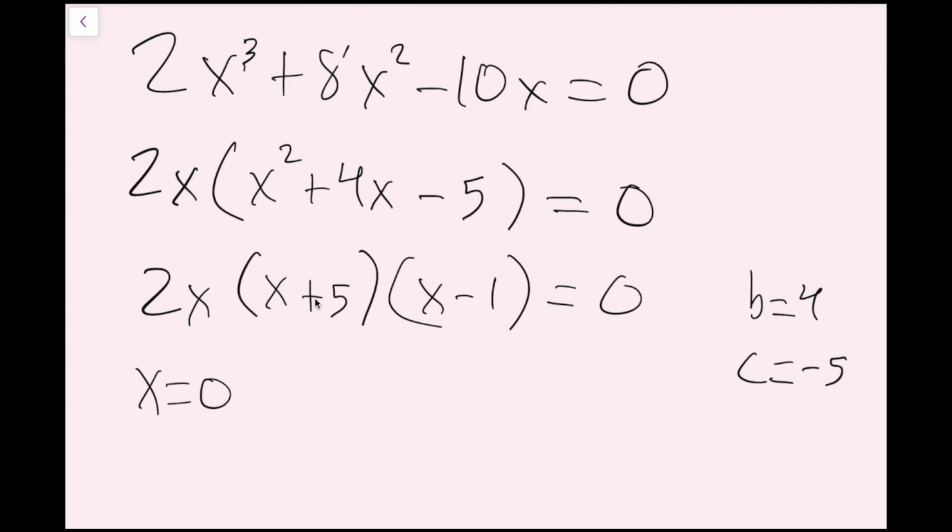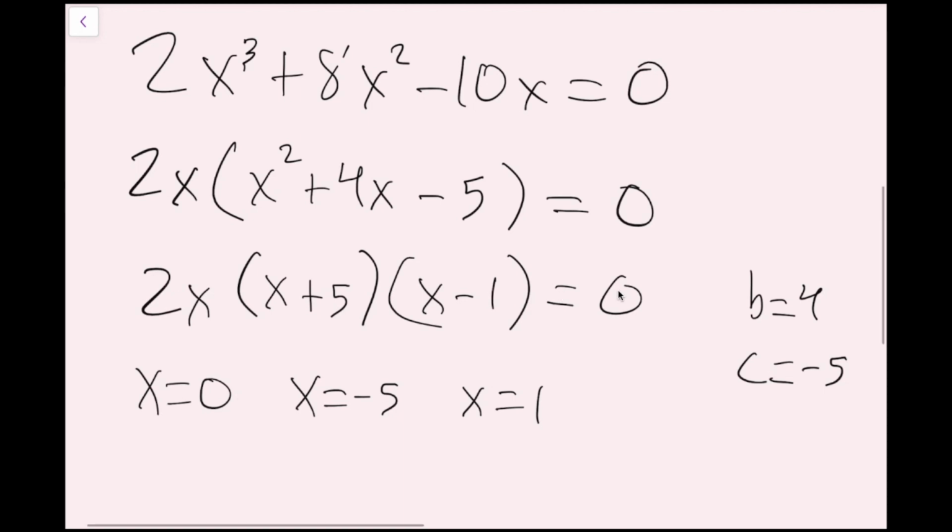And then you could rewrite these as well: x plus 5 equals 0, and then x minus 1 equals 0. But for these simple equations, you might just be able to solve them in your head. So I know that negative 5 is going to turn this into 0, and positive 1 is going to turn this into 0. So x equals 0, x equals negative 5, and x equals positive 1. So these are my values that will make this equation true.